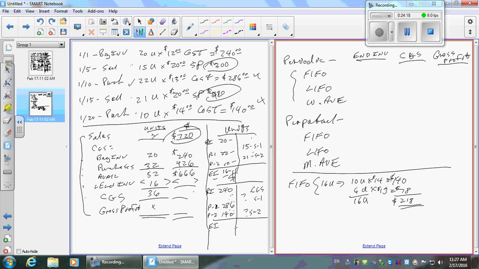That's using what? FIFO periodic. You know what? FIFO perpetual is exactly the same. I got 2 of them done. So what do I have? Ending inventory is how much? 218. Ending inventory perpetual, 218. This is going to be a joke, you guys. Practice this a few times.